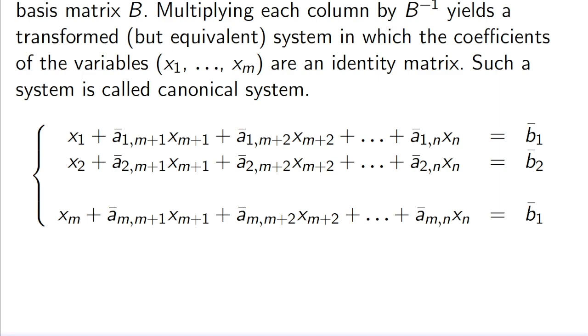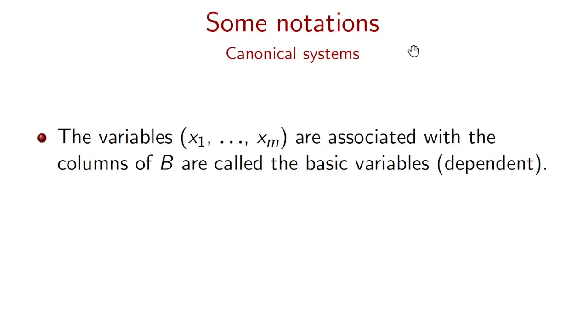We have x1 until xm with unity coefficient, they form the identity matrix, and we have the other coefficients in the other equations. Here there is an error, we have to write b_m bar at the last equation. The variables x1 to xm are associated with the columns of B and are called basic variables. They are dependent.